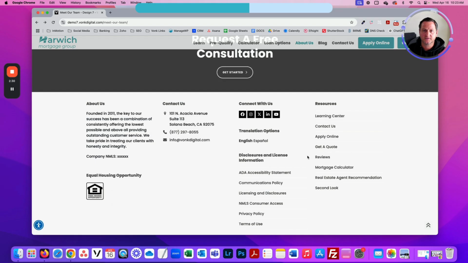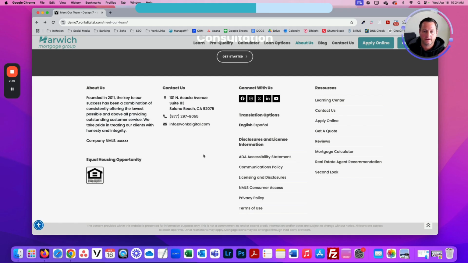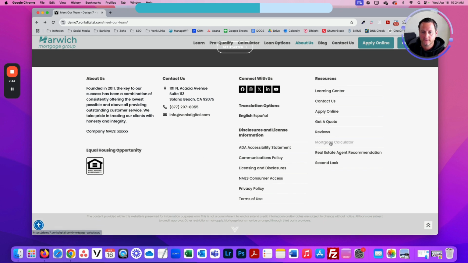ADA compliance, this is a big one. I have seen people get hit with lawsuits that are $7,000 to $9,000 for not having this. We don't get involved with that; that's something you have to deal with an attorney. If that does happen, there are law firms out there that literally hunt mortgage companies looking for people that don't have this information. It's nice to have an ADA tool on your website like this one, and then also an ADA accessibility statement. So those are both things that you should have.